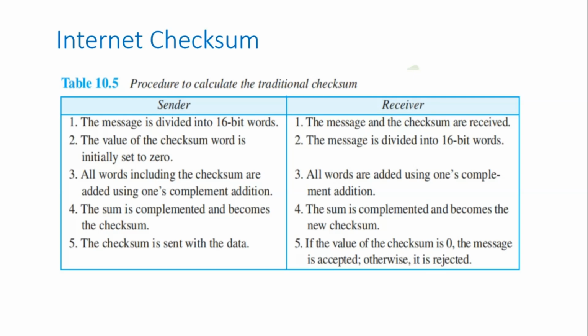to the receiver. At the receiver end, the message and the checksum are received, and the message is again divided into 16-bit words, and the same addition happens here. Once complement addition is done, the sum whatever we get is again complemented and checked. If the new value is 0, then the message is uncorrupted, error free, and it is accepted. If the checksum we have found at the checker is a non-zero value, then the message is corrupted, it has an error, and hence it is rejected, discarded.